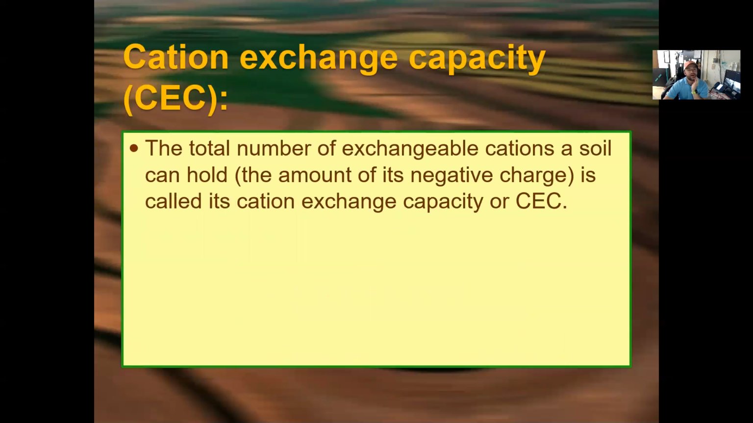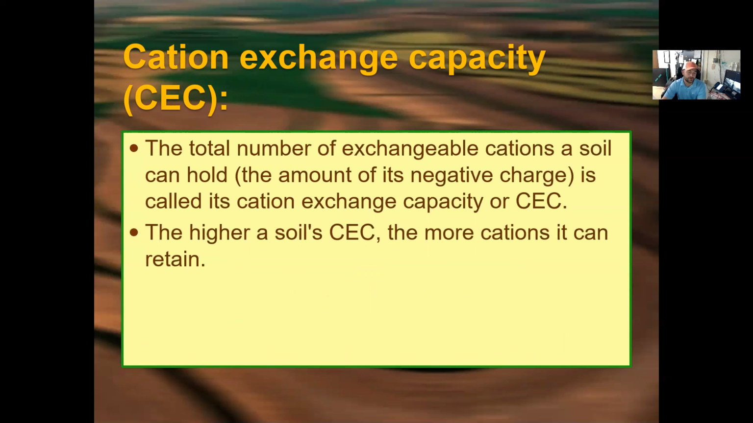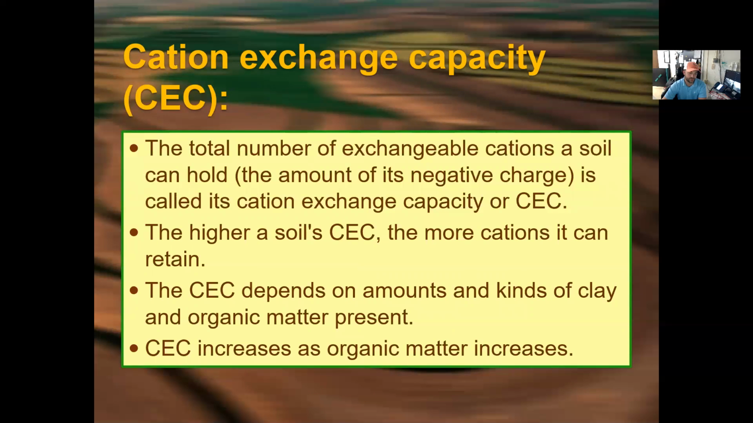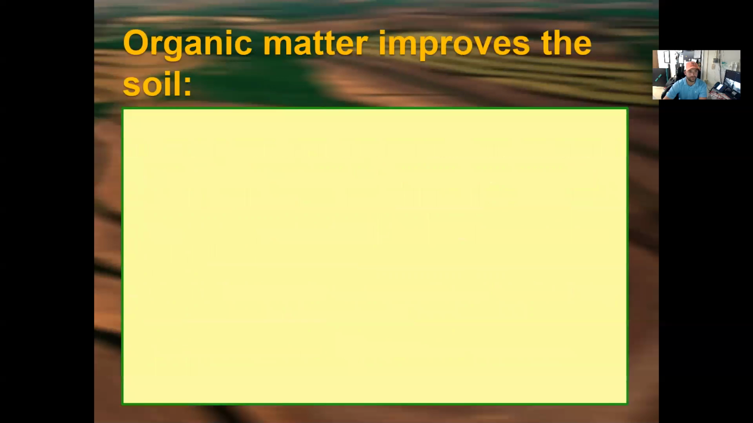So cation exchange capacity, this is the total number of exchangeable cations a soil can hold. The amount of its negative charge is called its cation exchange capacity, or CEC. The higher a soil's CEC, the more cations it can retain. The CEC depends on amounts and kinds of clay and organic matter present. CEC increases as organic matter decreases.